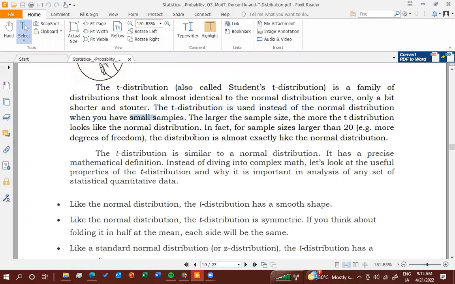Normally, what we would consider a small sample would be when the sample size is less than 30. Okay. Anything na mas dakuan na, the word normally, but not all the time, we would call it a population. Anything na makanakuan, if sample size is below 30, that's called a small sample. So the larger the sample size, the more the T distribution looks like a normal distribution.